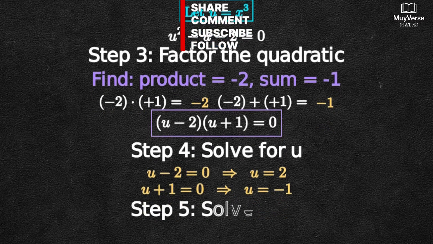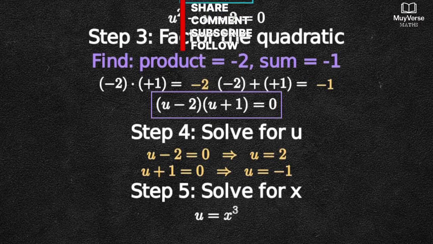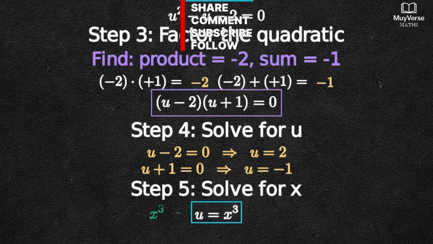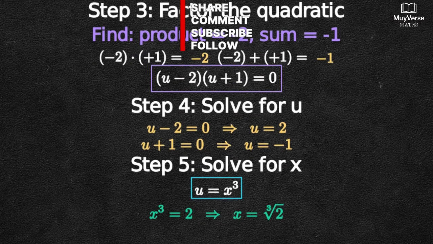Step 5. Switch back to x. Remember u equals x cubed. Case 1: x cubed equals 2, so x equals the cube root of 2. Case 2: x cubed equals -1, so x equals -1.